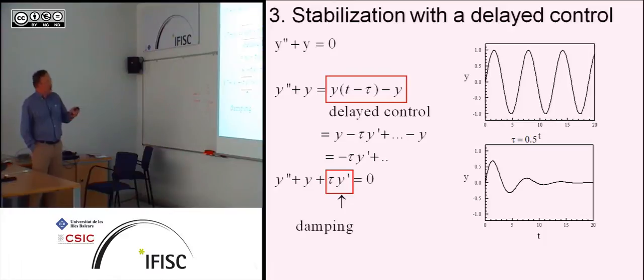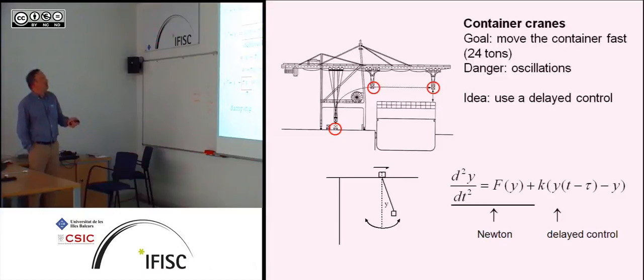Okay, last point is that I want to stress the fact that delay is not always bad. It can be positive. Engineers a long time ago found that if you put in some specific delay control, you can increase the damping of an oscillator. You just expand, you see this minus tau y prime term, you add this to the left hand side, and you have extra damping. Okay? And this can be used, for example, to stabilize the pendulation of the container in the container crane system.